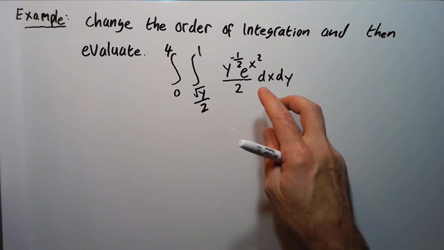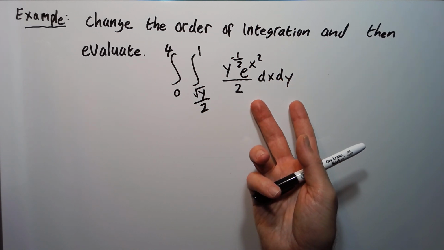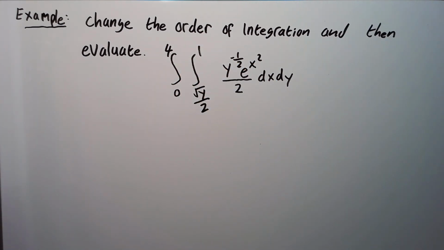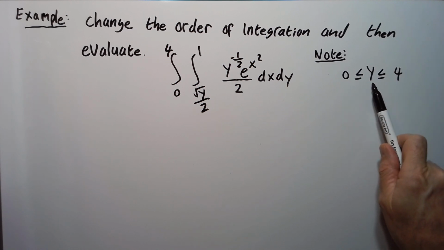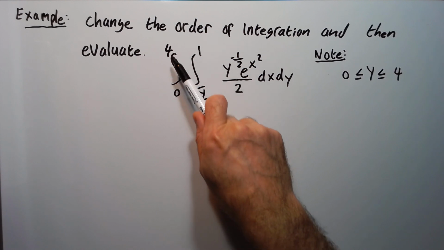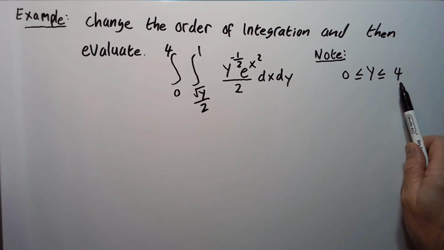So we're going to change the dx and dy around here. But in order to do that, we're going to have to first look at the region here. Okay, so let's make some observations. So our first observation is that y is between 0 and 4 because y is the outer one and the outer integral goes from 0 to 4.